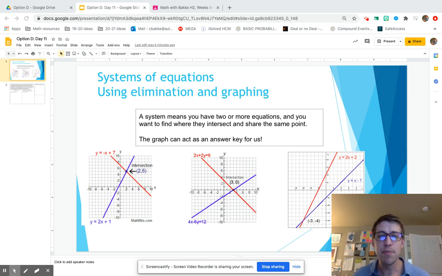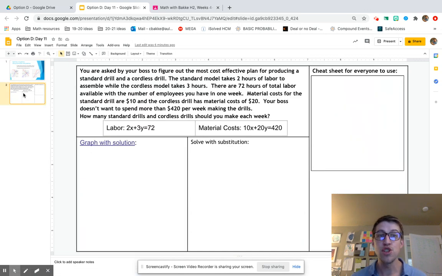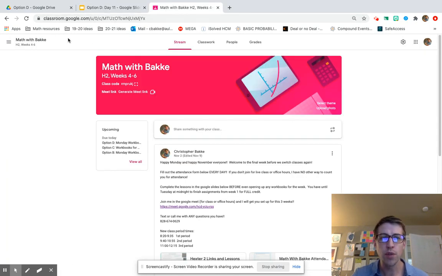So the last step in wrapping up our college prep option D systems of equations is taking our new strategy of elimination and now applying it to the real world to give advice, just like last week when we finished up our substitution. So we will make sure you know where our final workbook is.